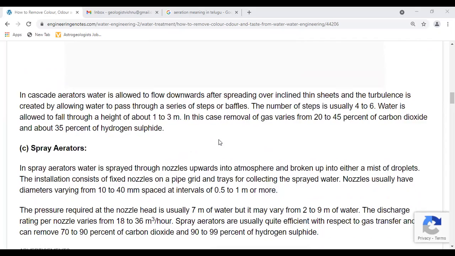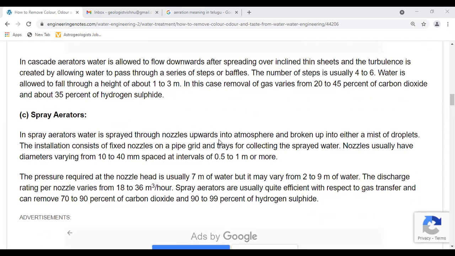The second one is the cascade aerators. Guys, in cascade aerators, water is allowed to flow downwards after spreading over inclined thin sheets, and turbulence is created by allowing water to pass through a series of steps or baffles.